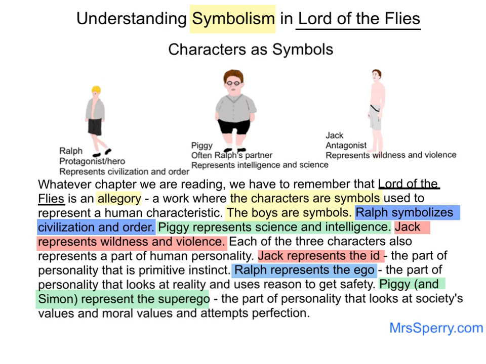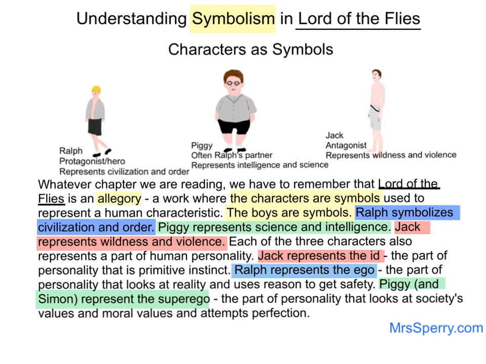Whatever chapter we are reading, we have to remember that Lord of the Flies is an allegory, a work where the characters are symbols used to represent a human characteristic. The boys are symbols. Ralph symbolizes civilization and order. Piggy represents science and intelligence. Jack represents wildness and violence.